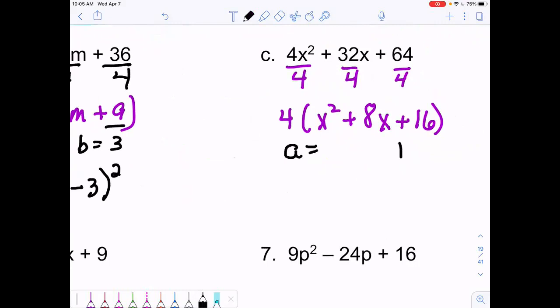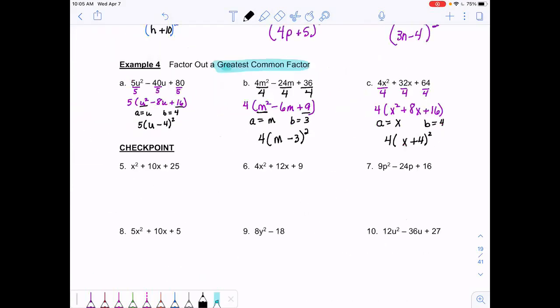And then TJ, what times what makes x squared? And what makes 16? 4. So x plus 4 squared, and then don't forget the GCF. Questions? So those are all the notes we're going to do for today.